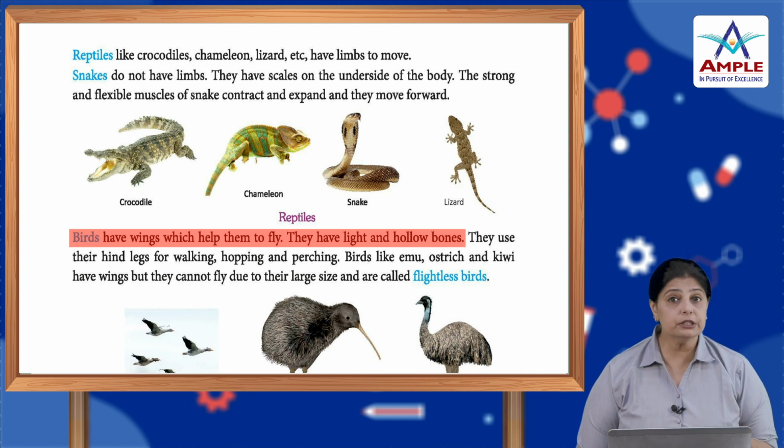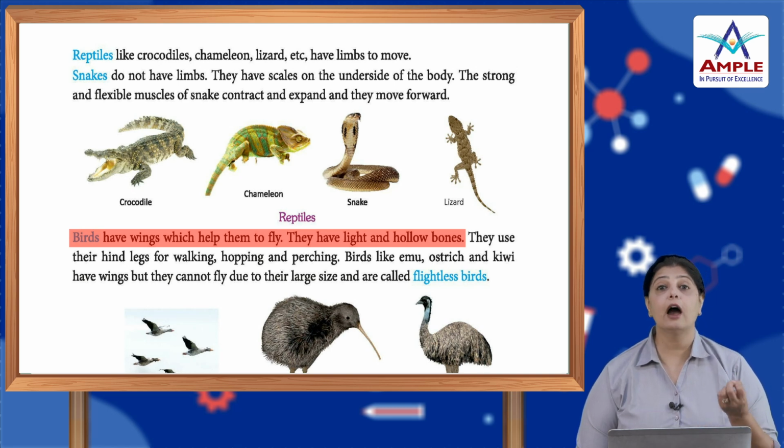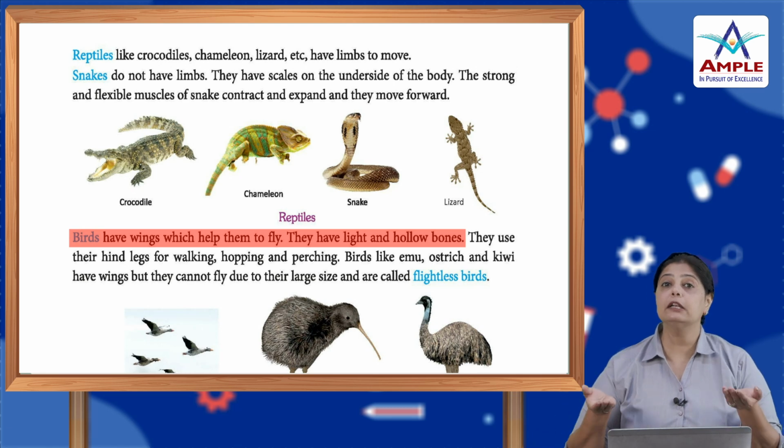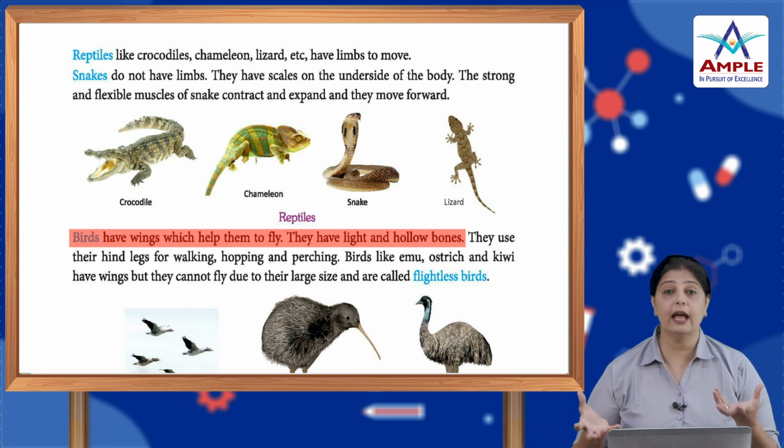Now, there are certain birds which have all the characteristics of birds, but they cannot fly. The reason being that their bones are not as light as the bones of other birds, and that is the reason why they are not able to lift themselves. Some can lift a little bit, but not completely. So they have a heavy body, like the ostrich. That's why it cannot fly in the air.